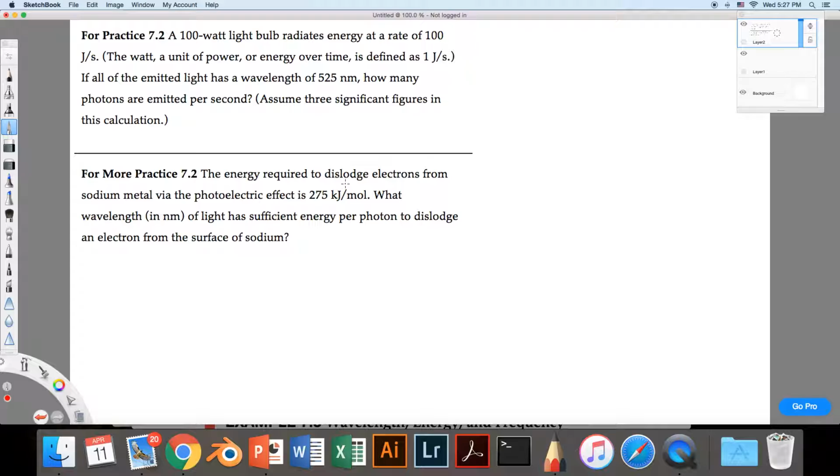The energy required to dislodge electrons from sodium metal. All right, I'm going to first of all make a note here. To dislodge electrons, I don't think I need that to be written as the work function or the binding energy, but I'm going to write it. Okay, that's the energy required from sodium metal via the photoelectric effect is 275 kilojoules per mole. Okay, mole of what?